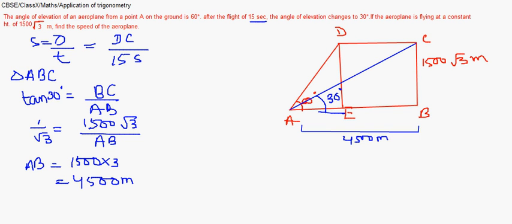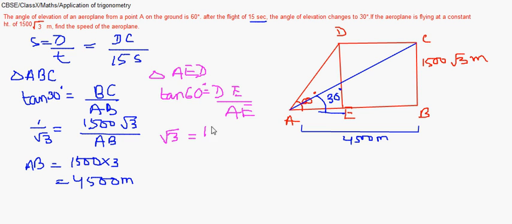So now let us concentrate on the triangle AED. In that case, we have been given the tan 60 relation with DE and AE. Now DE is also equal to BC because of the height at which the aeroplane was flying. What is tan 60? Tan 60 is root 3.